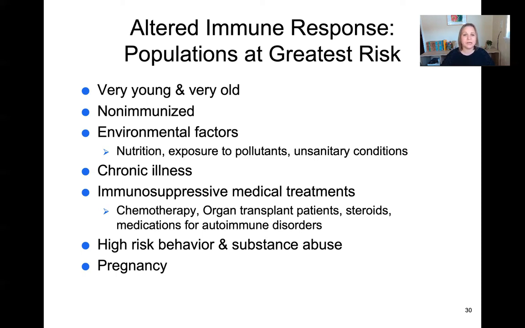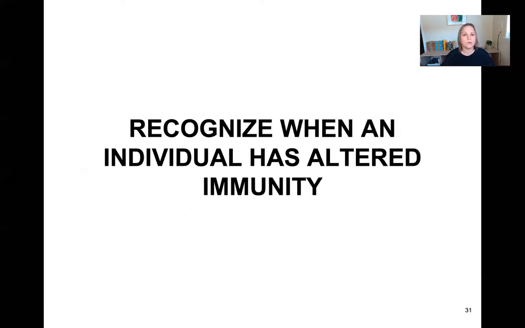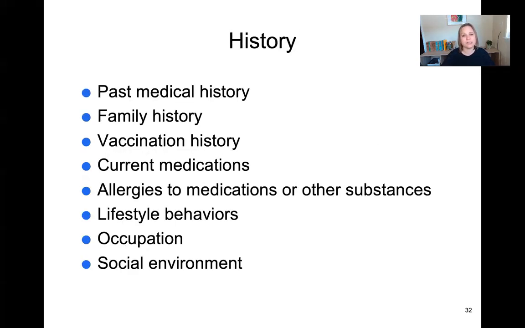High-risk behaviors and substance abuse can increase the risk for HIV specifically, and pregnancy can cause a risk for worsening symptoms with immune disorders. So what symptoms are you going to notice if a patient has altered immunity? Well, first thing you're going to do is take a good medical history, looking for personal and family history. Knowing about their vaccination status, any current medications they're on that may contribute to weakening their immune system. Getting to know any allergies they have. This is why we check allergies every time we talk to a patient and give them meds, because they could have an allergic reaction.